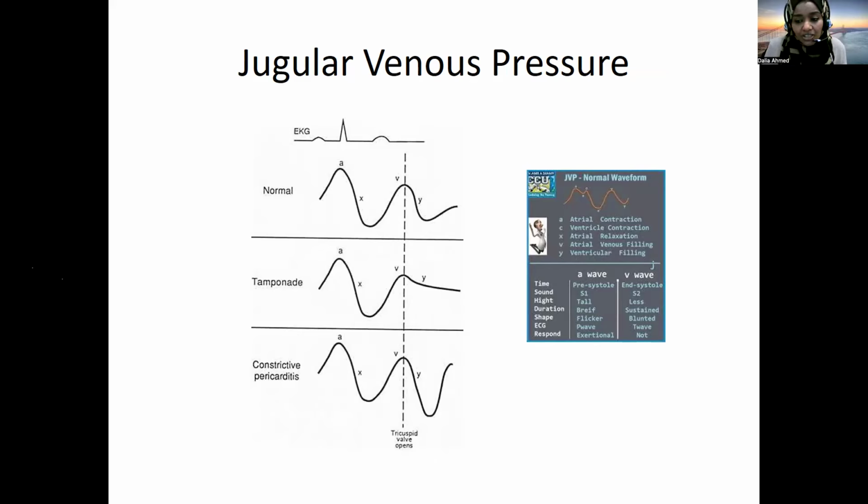When we come to constriction, we have prominent X and especially Y descent. Why is that? Because constriction is a different hemodynamic. Constriction is a fibrous shell. The heart starts to dilate and then, as if there's an elephant behind the door, it just knocks on the pericardium. So you have an abrupt, sudden interruption of diastole. So there is early diastolic filling, but it's short and interrupted. In cardiac tamponade, it's blunted throughout diastole, but we have prominent X descent.